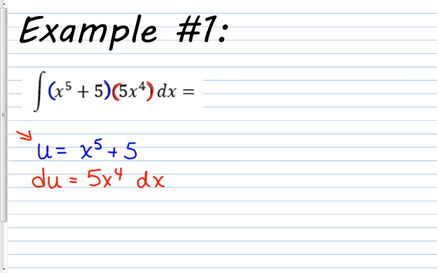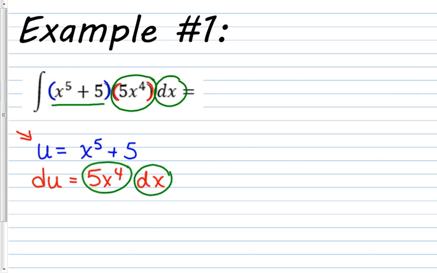Okay, so next would be look at your u and your du, right? And make sure that that is taking care of every single piece of this integral. Okay, so u is taken care of right here. And then this 5x to the 4th is right here. And then this dx is right there. So every single piece of this integral is being taken care of. I am accounting for every single piece.